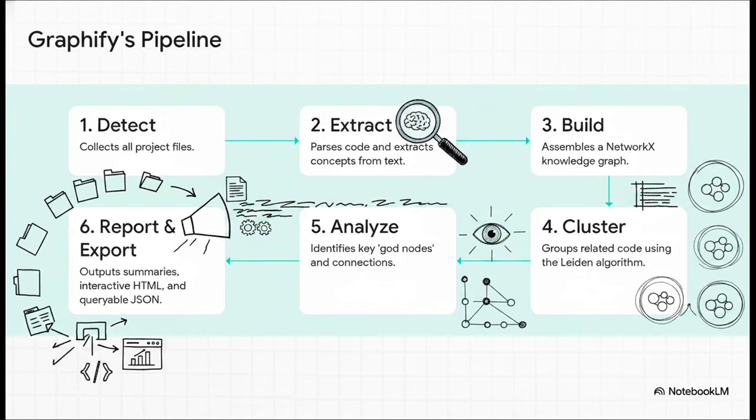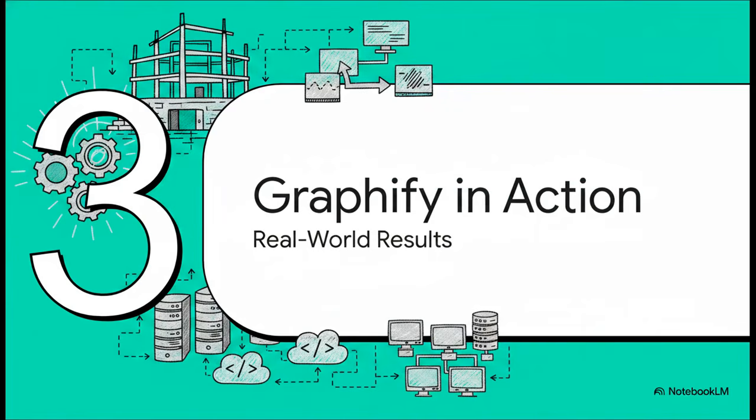Then it gets really smart. It clusters related concepts together using the Leiden algorithm, which is a clever way of finding communities in the data. Finally, it analyzes everything for key insights and spits out the results. It's just a really smart logical flow that takes you from a total mess of files to a clear, actionable map of your codebase. All right, that all sounds great in theory, right?